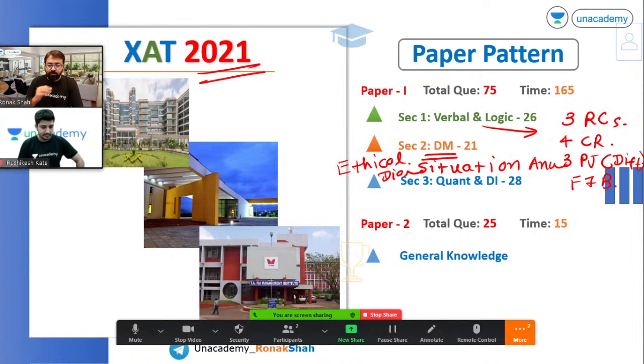They were doable. Options were slightly tricky. In quant there were some input output questions. In LR also there were some input output questions, and in quant DI there was a set survey, a set theory based question. This is the feedback we have got as of now, and we are waiting for some more inputs to come from students.